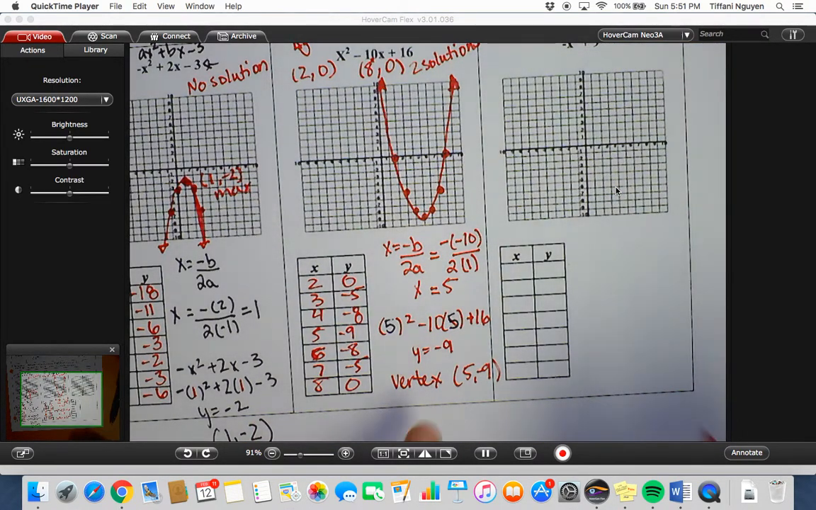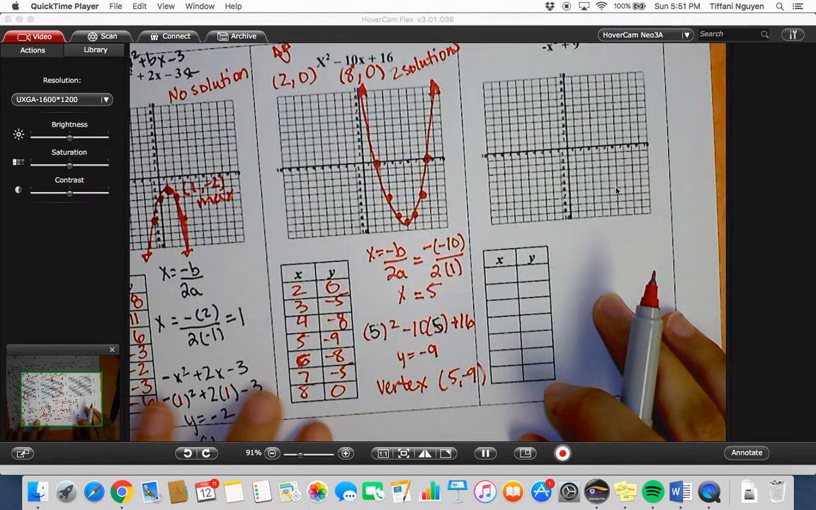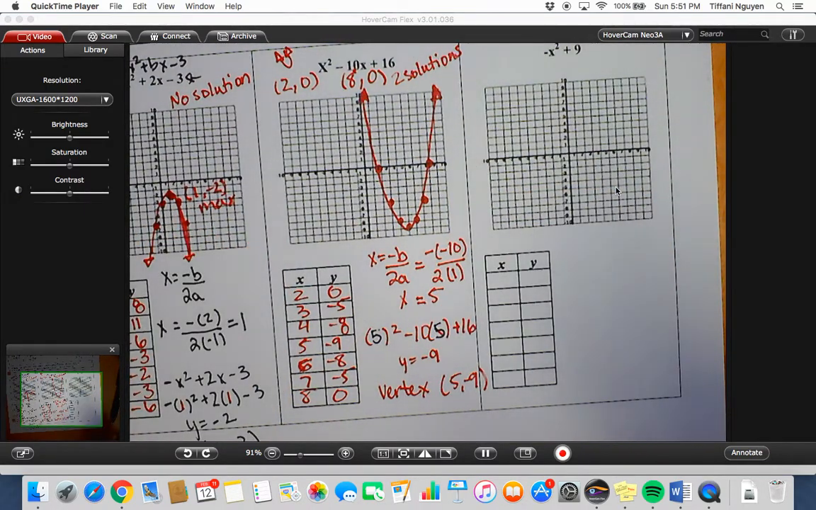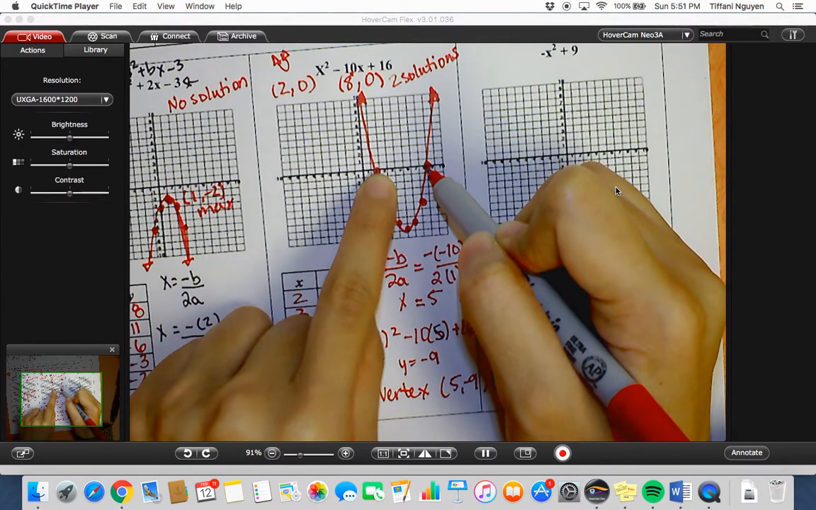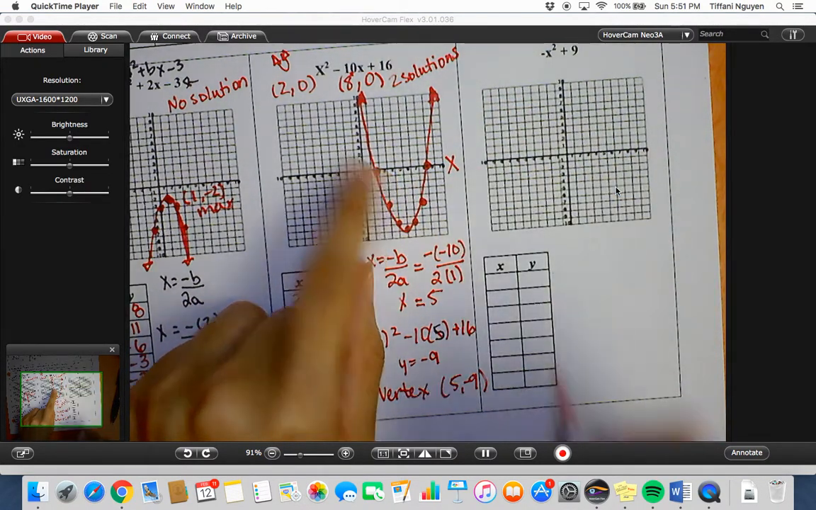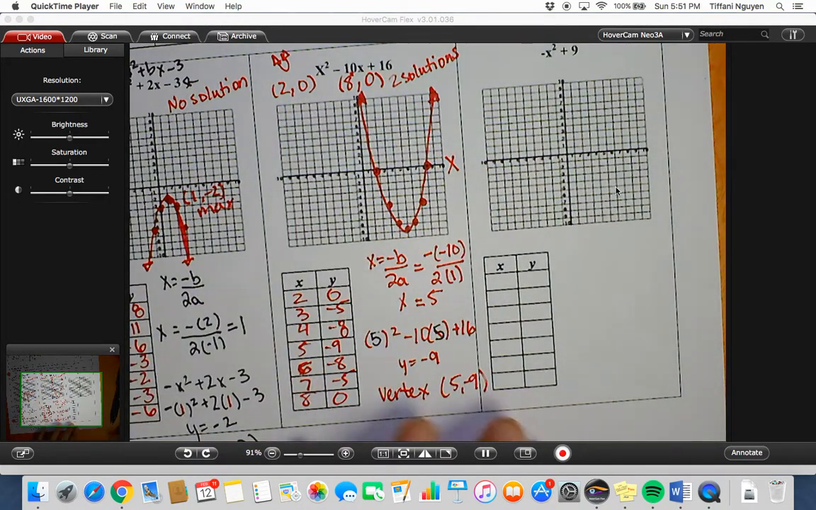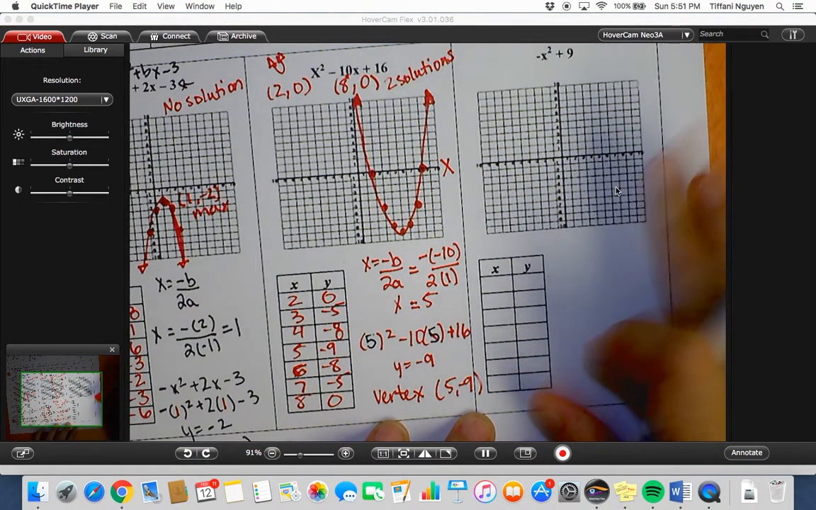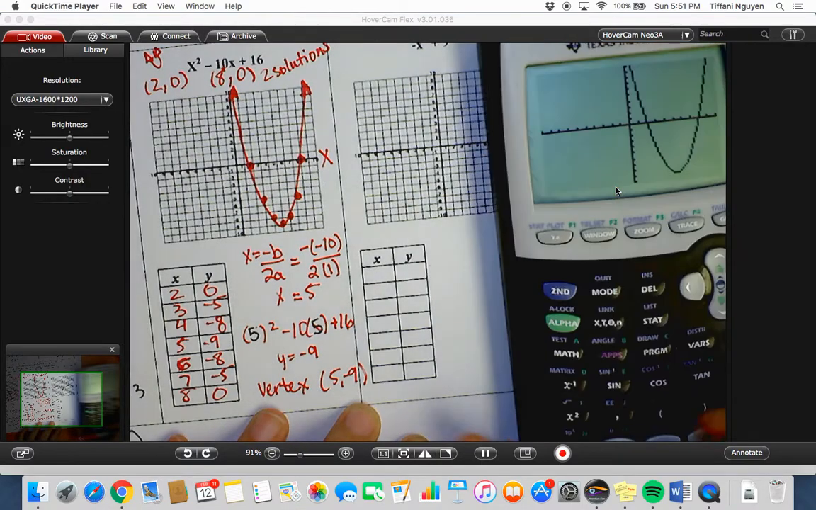All right, so remember, the first thing you have to find are your solutions. How many solutions do they have? 2, because this is where it touches the x-intercept. And y is always 0 for your x-intercept. Let's go ahead and do the next one.